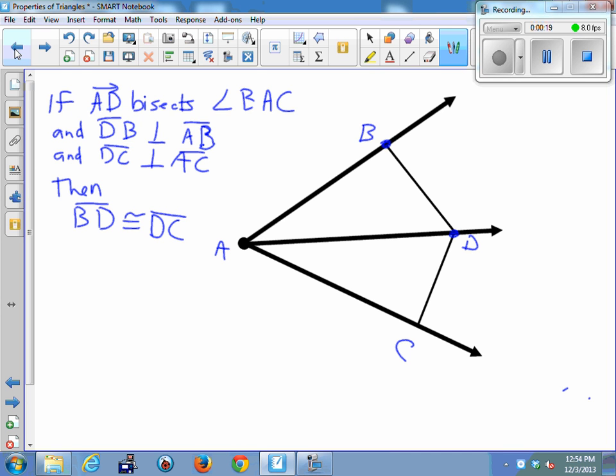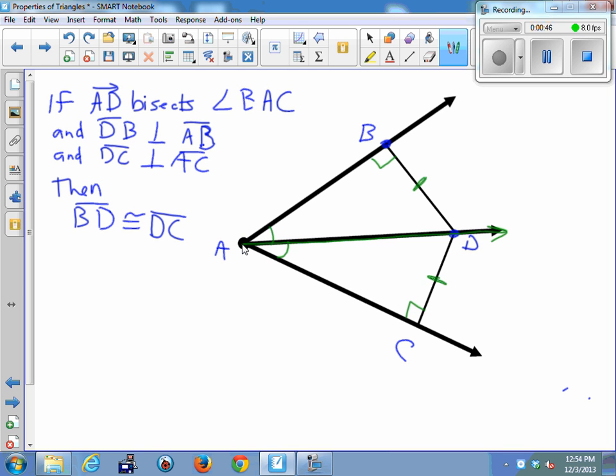But now we know if we have a ray AD, all right, this is AD, and we know that it bisects BAC. That means these angles are congruent. And then we know a few other things. That this is 90 degrees and this is 90 degrees. All right, then we know we can say that BD is congruent to DC.